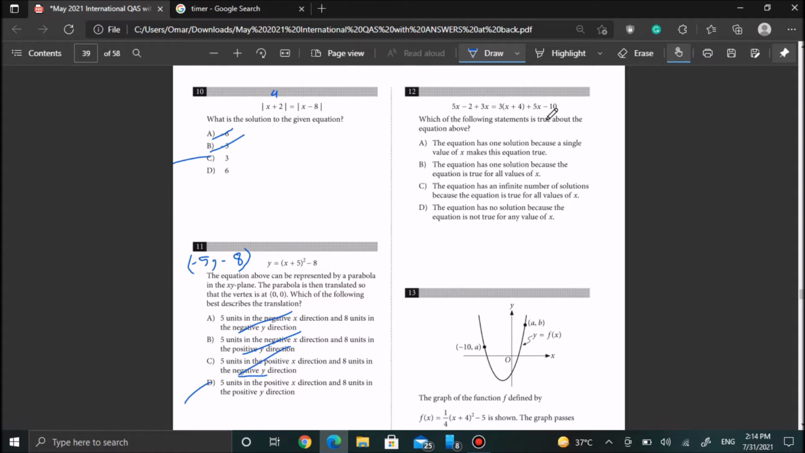Which of the following statements is true about the equation above? Let's see. 5x minus 2 plus 3x equals... First, choice B does not make any sense. The equation has one solution because the equation is true for all values of x. That's nonsense. If it's true for all values of x, then it has infinite solutions. So B is just out.